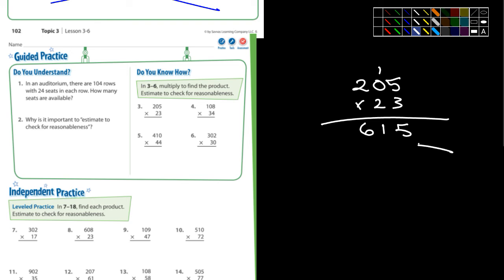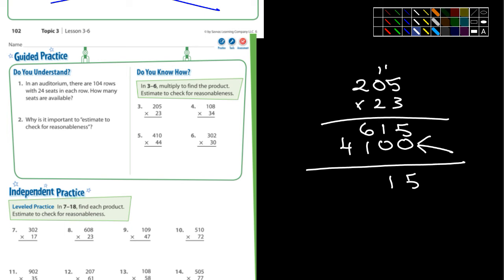Remember always to move in one spot, put yourself a little placeholder 0 there. And then 2 times 5 is 10. Put down the 0, carry the 1. 2 times 0 is 0, plus 1 is 1. And then 2 times 2 is 4. It's always important to keep things lined up. Then you just simply add it up. 0 and 5 is 5. 0 and 1 is 1. And 6 and 1 is 7. And then 4, and put your comma. And then you have your answer to number 3: 4,715.